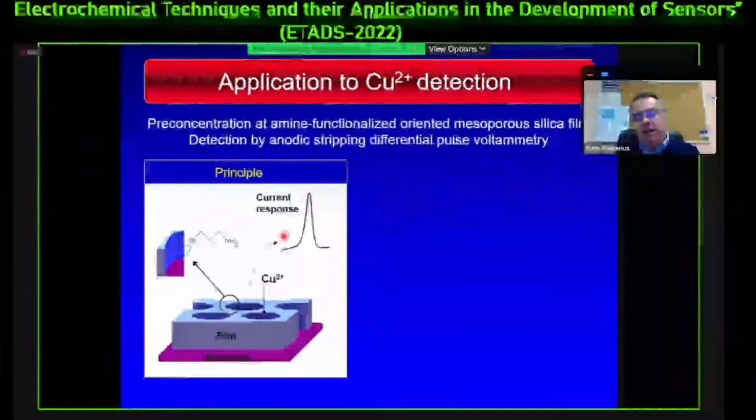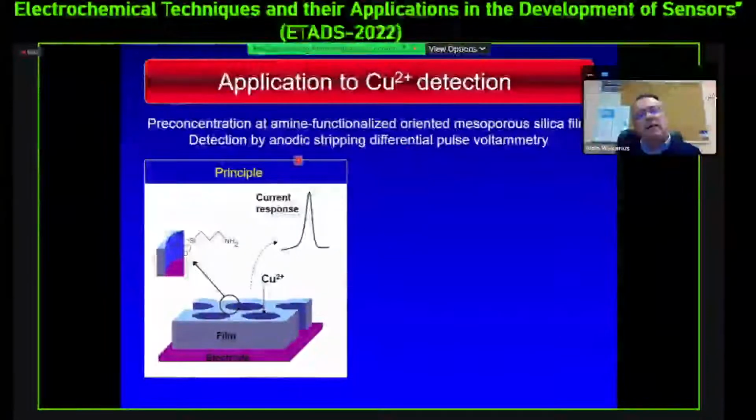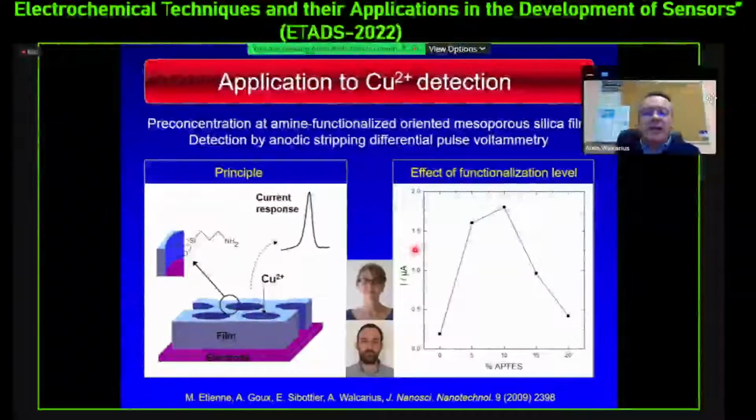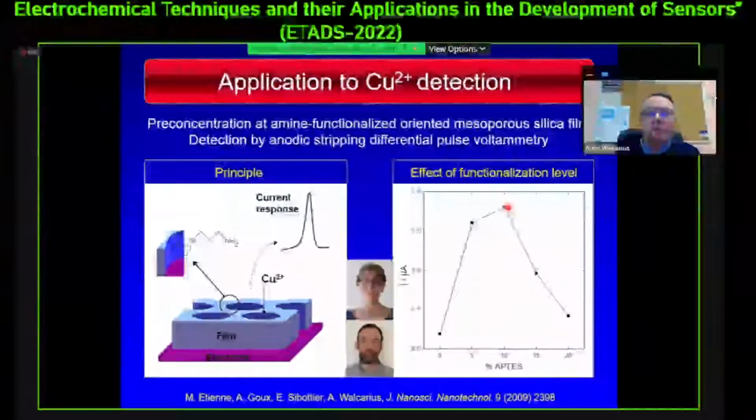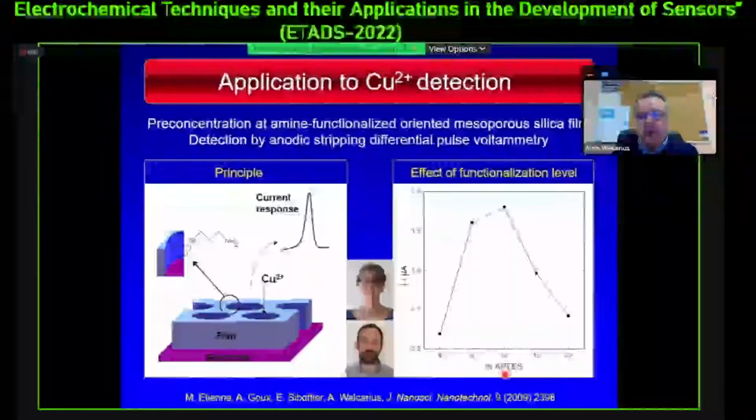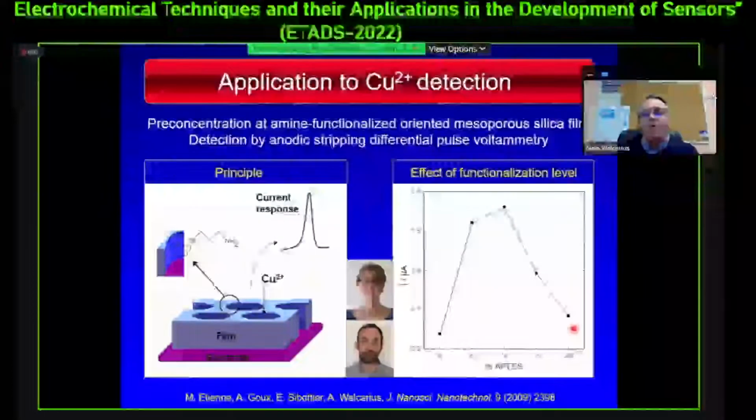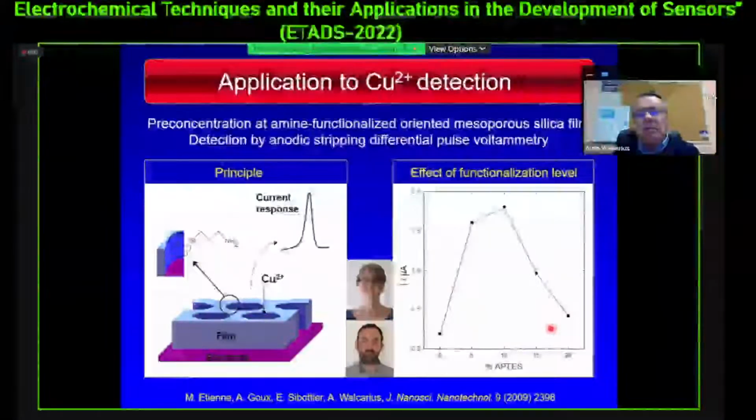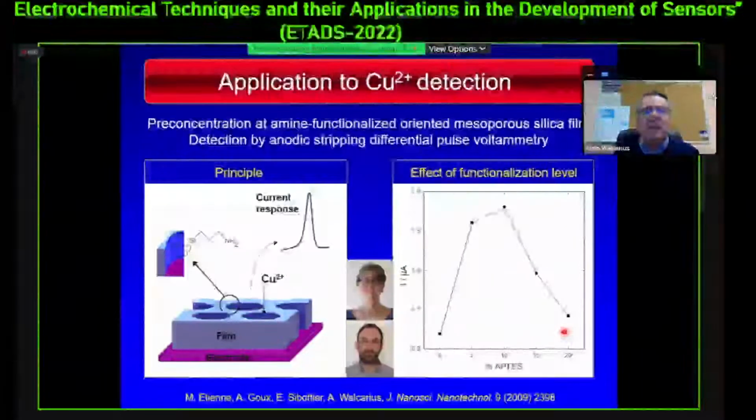And in that case, we can accumulate this and detect by anodic stripping differential pulse voltammetry. The intensity of the response is proportional to the content of amino group inside the film, but just up to 10%. Then for 15% or 20%, even if you have more amino groups in the material, the signal is significantly decreased. And this is due to the fact that these films are no more ordered, as I showed you previously.